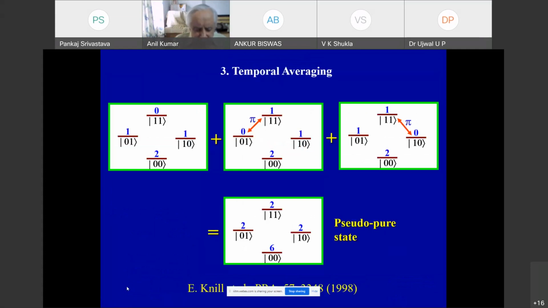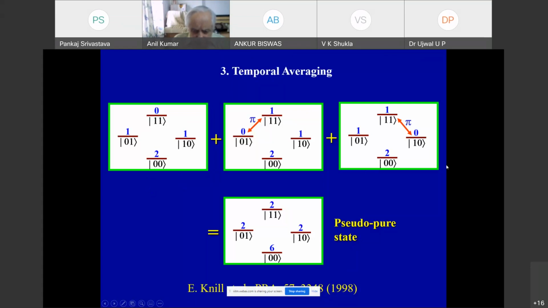We are still talking about pseudo-pure states. Now temporal averaging. Knill, Chuang and Laflamme in 1998 used this method to produce a pseudo-pure state, and he was quoted by CNN at that time. So he did a very interesting thing.